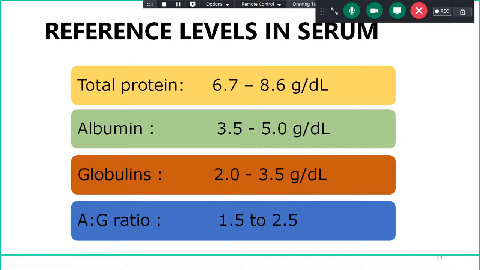Now the reference levels of protein in the serum: the total protein ranges between 6.7 to 8.6 gram per dl in a normal person. Albumin values range from 3.5 to 5.0 gram per dl, and globulins range from 2.0 to 3.5 gram per dl, and the A/G ratio for a normal person should be between 1.5 to 2.5.